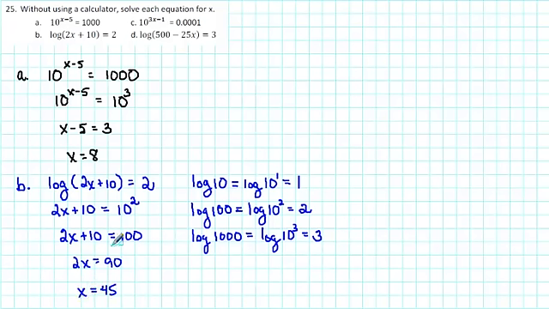Let's check. Does it work? 2 times 45 is 90. 90 plus 10 is 100. And the log of 100 is 2. It does check out.